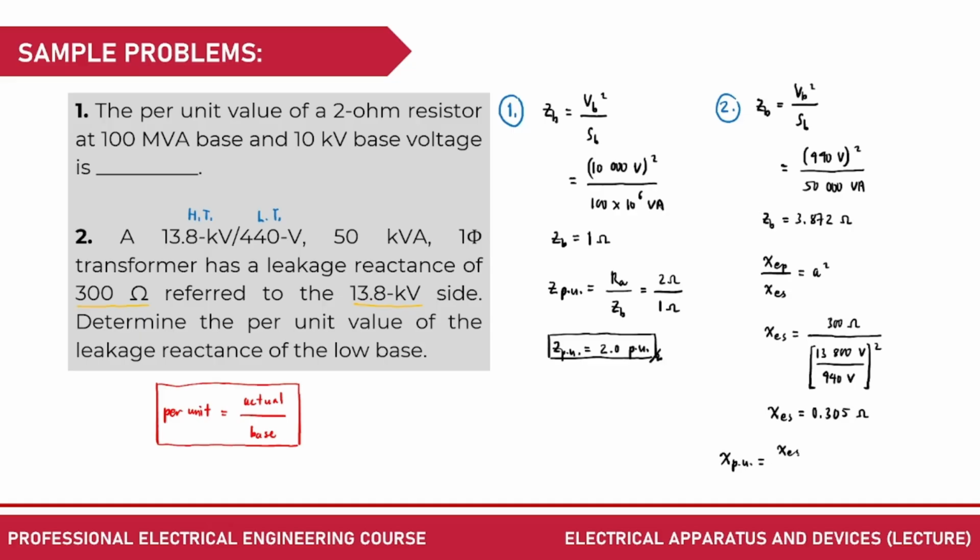So, lastly, for us to find the per unit, X per unit is equal to X actual over the Z base, and this is 0.3305 ohms all over 3.872 ohms. And what is the X per unit here? It's 0.3305 over 3.872, which is 0.0788 per unit.